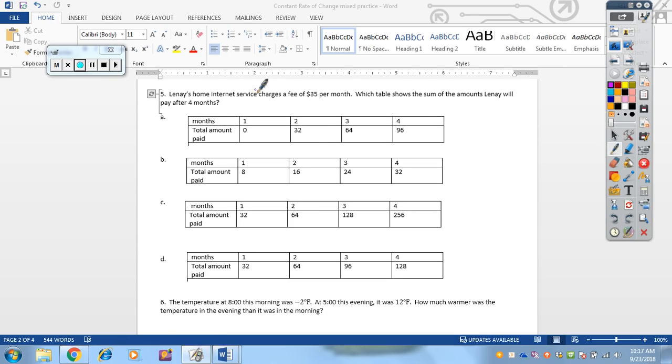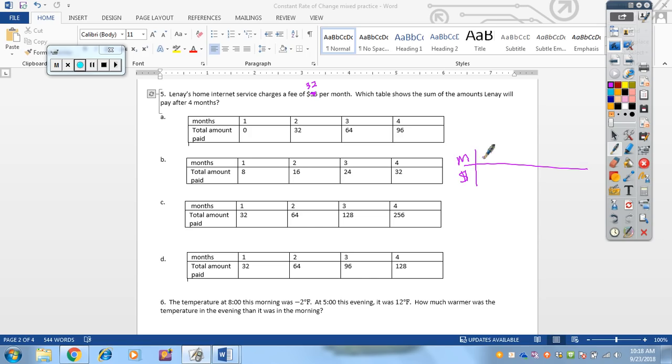Lene's home internet service charges, this is supposed to say $32 per month. I hope it does on your paper. I think it does. Lene's home internet service charges a fee of $32 per month. Which table shows the sum of the amounts Lene will pay after 4 months? Make your own table.